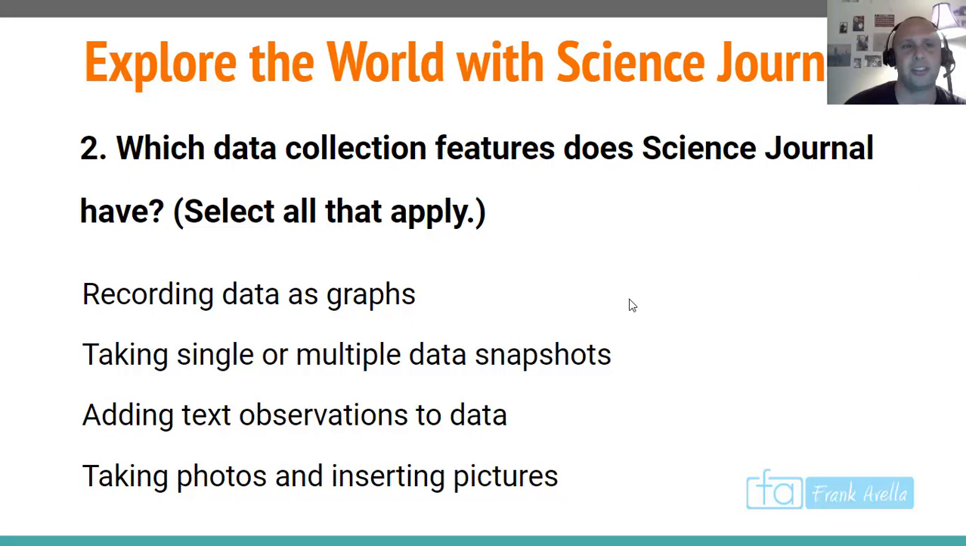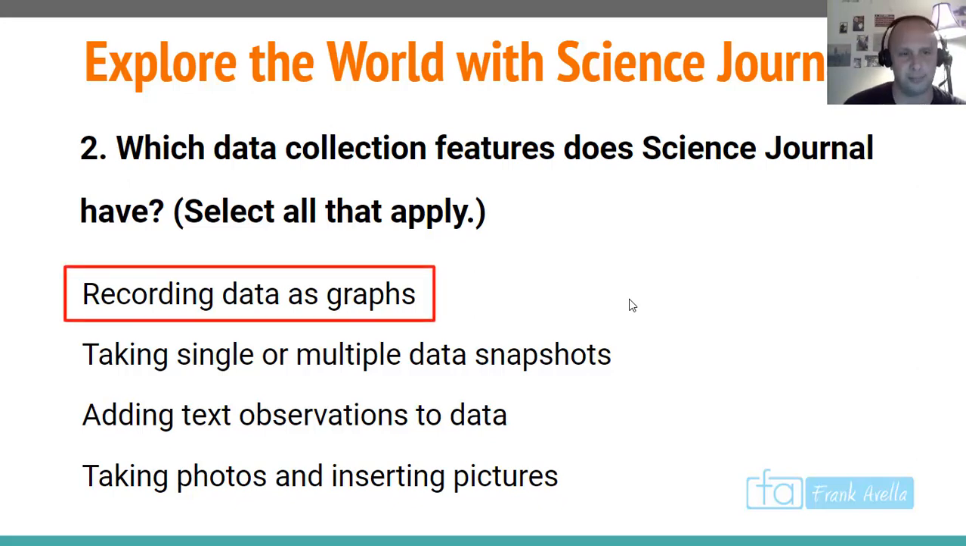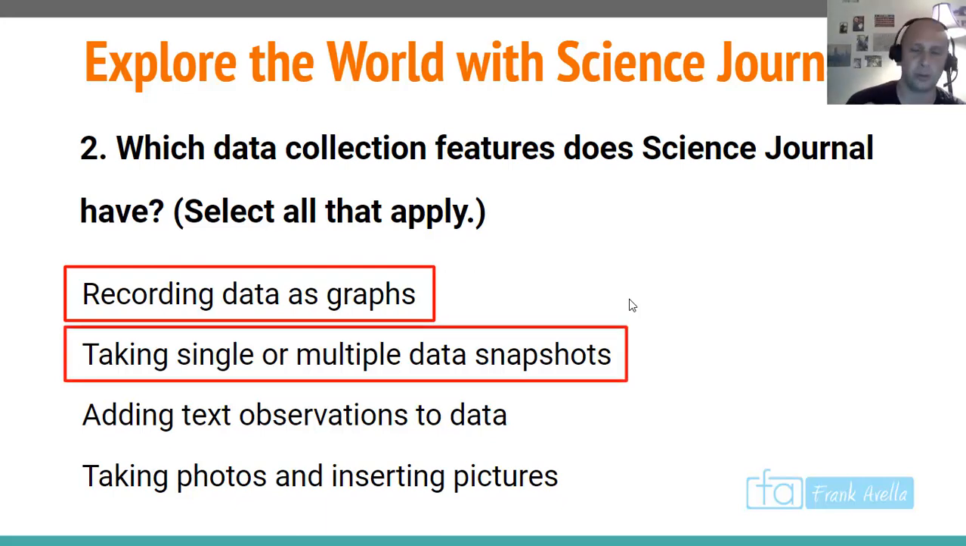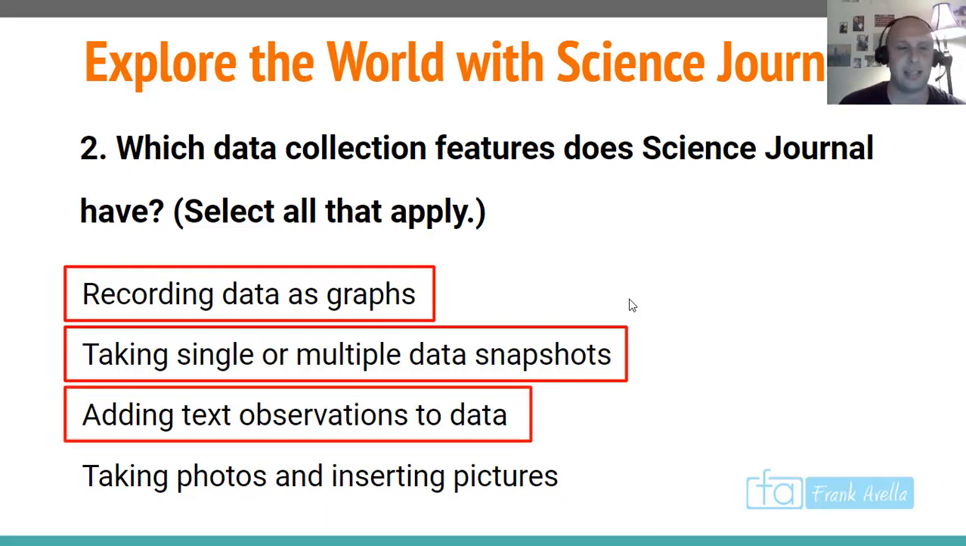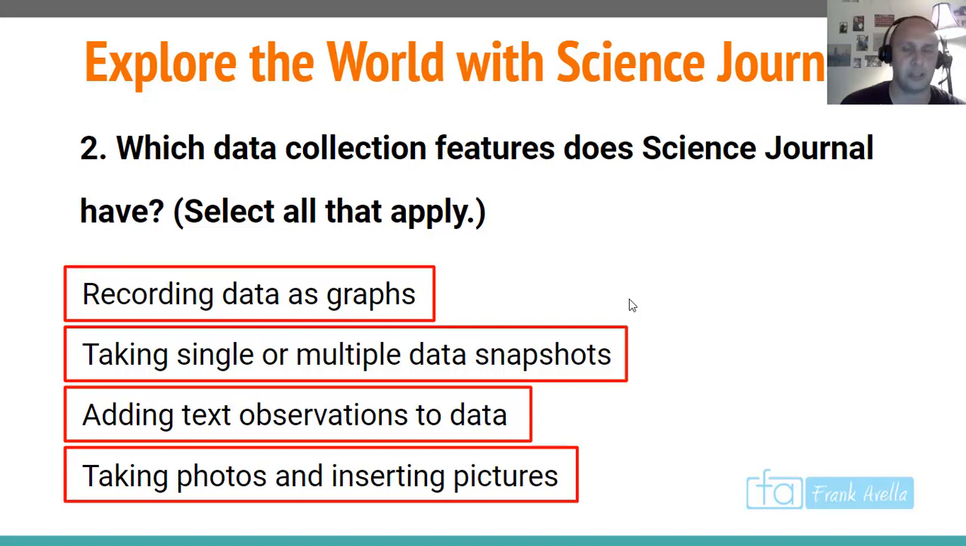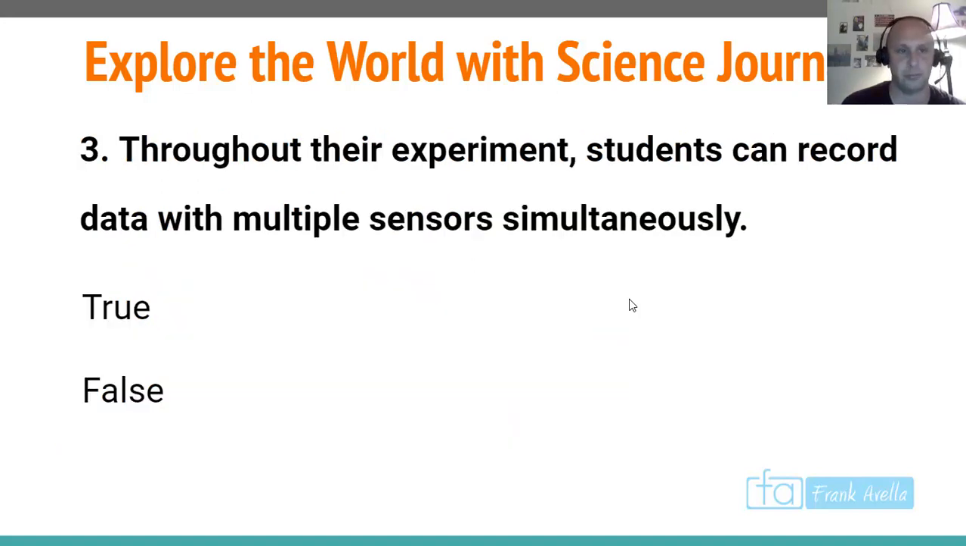Which data collection feature does Science Journal have? Recording data as graphs, taking single or multiple data snapshots, whatever, data, it's the same thing. Remember, snapshots come up a lot here. Adding text observations to data and taking photos and inserting pictures. So, all of them. Throughout their experiment, students can record data with multiple sensors simultaneously.